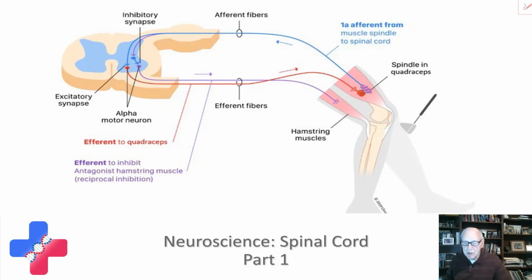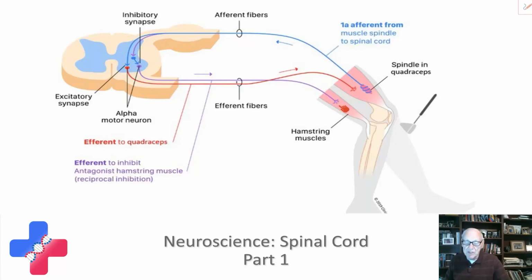Now, this diagram also reminds you of another important part of this circuitry. In order to get this knee jerk, at the same time, you've got to relax the antagonist muscles, which in the thigh are your hamstrings, the posterior thigh muscles. Notice this 1A fiber coming into the gray matter has some collaterals that go through some interneurons that are inhibitory in function. And it's these collaterals, inhibitory neurons, that via this purple are going to shut down the hamstrings.